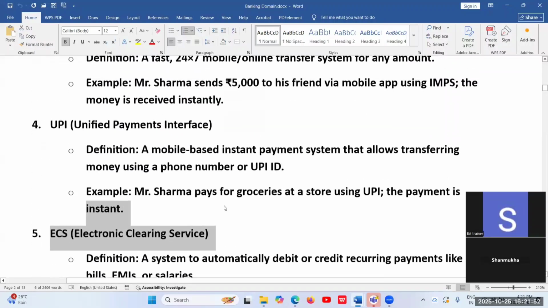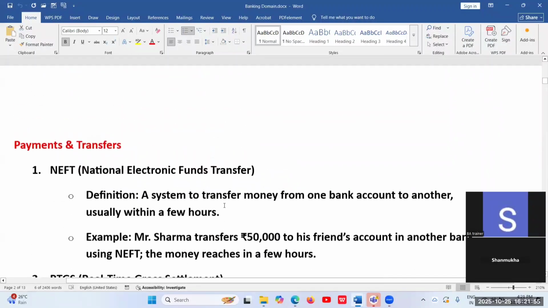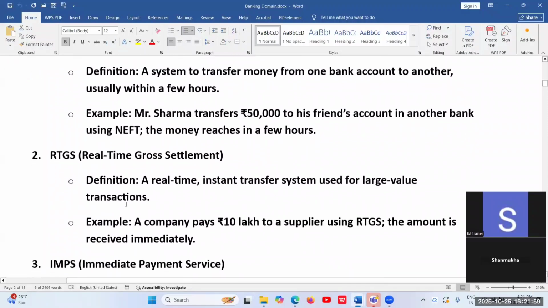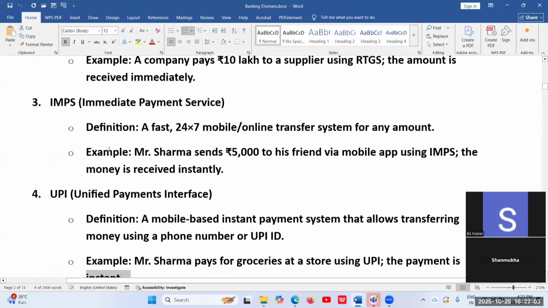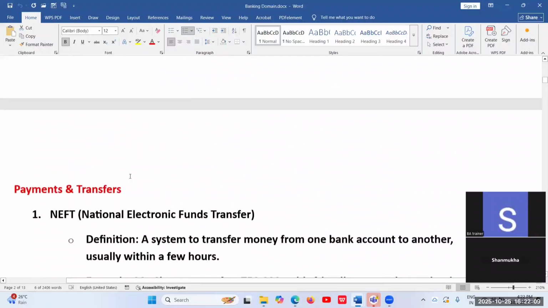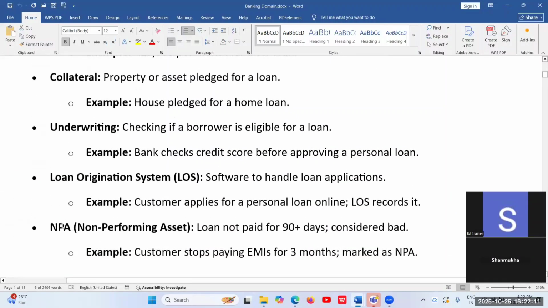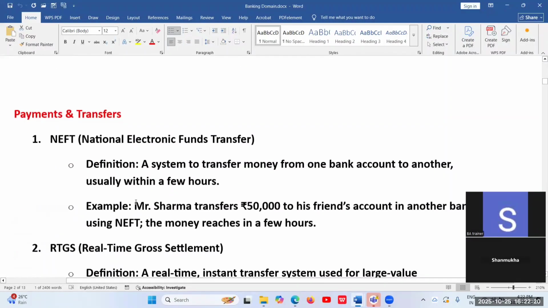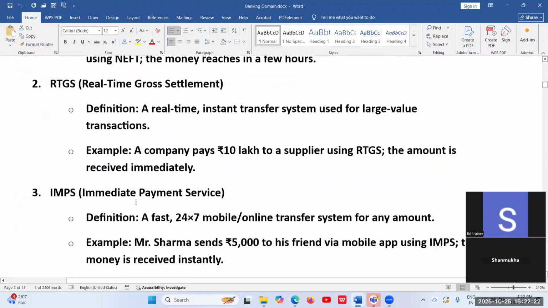So far, any clarification needed, Shanmukha, with respect to payments and transfers? Are you clear? These are all self-explanatory, right? So it's easy to understand. Yeah, you know IMPS before. Yeah, I know IMPS, RTGS. Maybe I don't know the abbreviation, but I know. Okay, maybe what's new are terms like NPA and LOS, underwriting, collateral. Did you not hear these before? Yeah, this is something we are quite familiar with, as we have been using them for years.